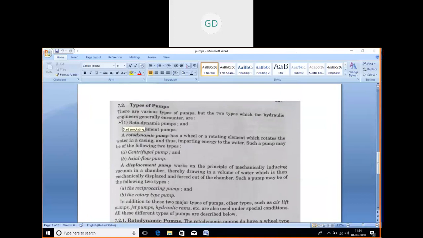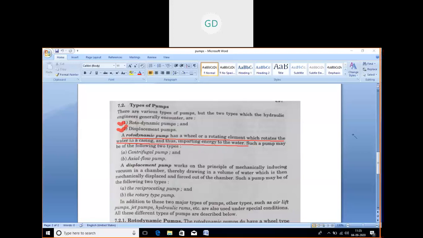Your first point is rotodynamic pumps. There are 2 types of pumps: one is rotodynamic pumps, and the second one is displacement pumps. So what is a rotodynamic pump? A rotodynamic pump has a wheel or rotating element which rotates the water in a casing and thus imparts energy to the water. So this means that a rotodynamic pump has a wheel type structure.